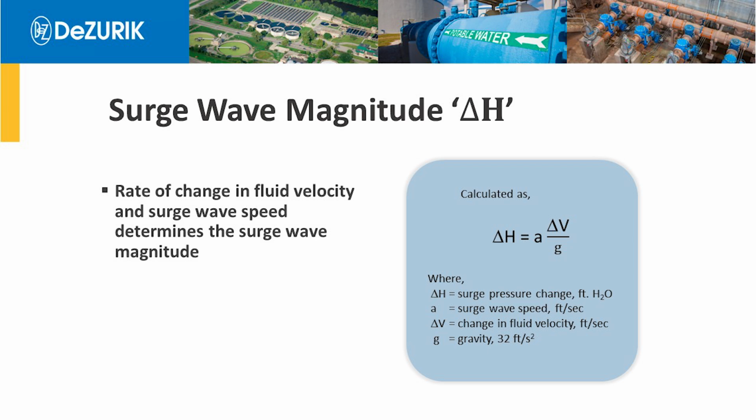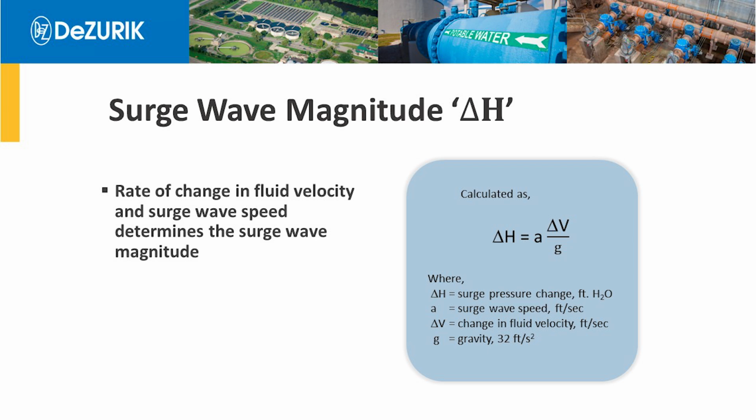So obviously gravity is a constant. We know that. That's 32 feet per second squared. We get the wave speed from the pipe table. So the only thing we're missing is the change in velocity. That's very easy to calculate as well.